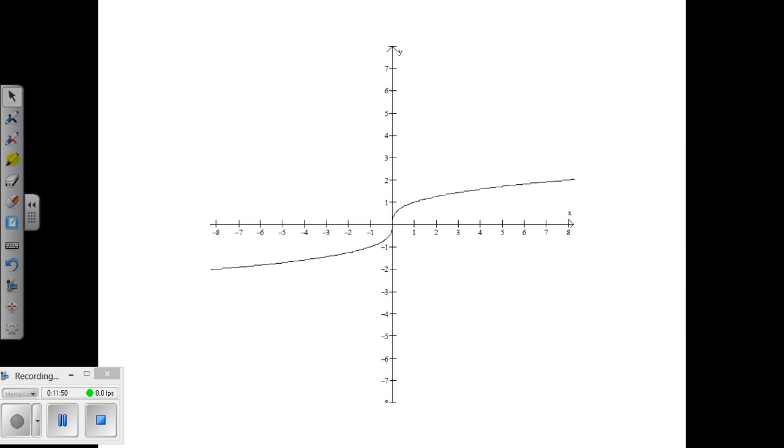What is it, you say? None other than the cube root of x. Don't look for this symbol on your calculator. You need to enter it as x to the 1/3 power. So that is our cube root of x.